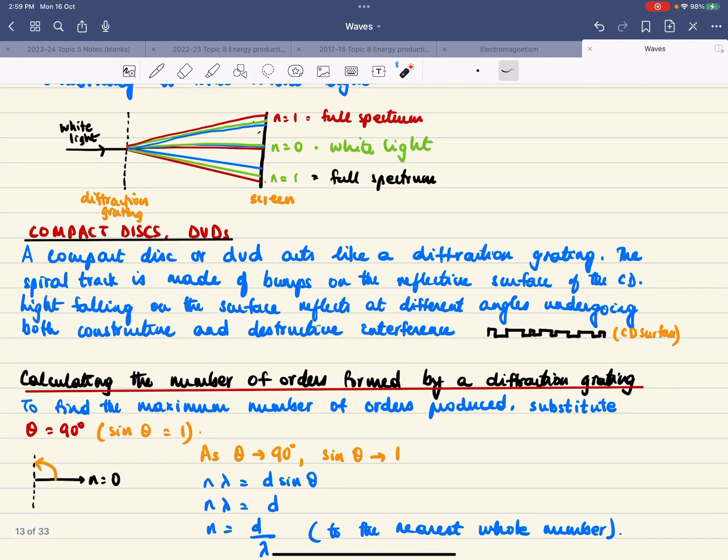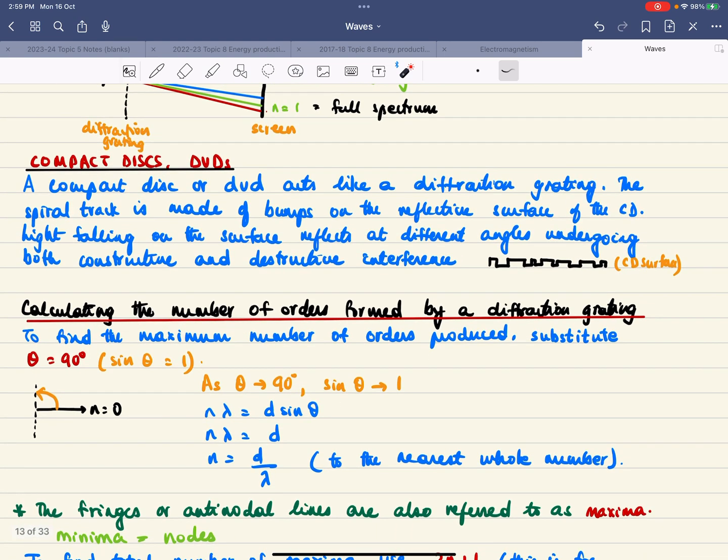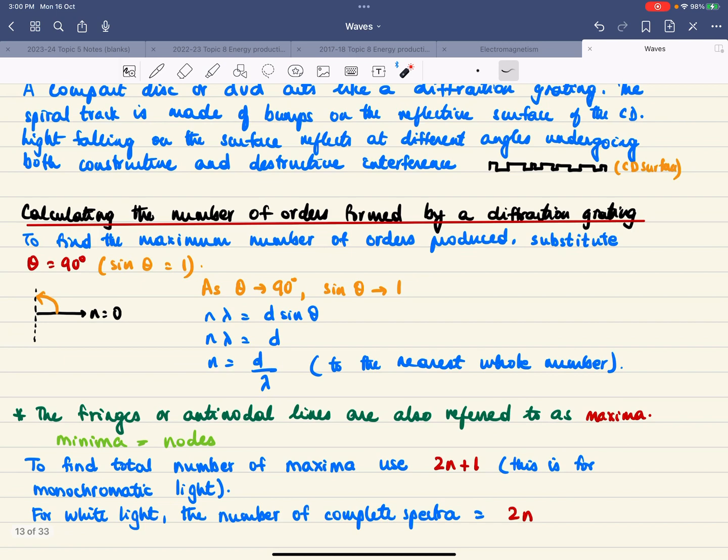Now, how do you calculate the number of orders formed by a diffraction grating? To find the maximum number of orders produced, we need to substitute theta as 90°, assuming it can't go beyond that angle. In other words, as theta approaches 90°, sin theta approaches 1. So in the equation nλ = d sin θ, it becomes nλ = d, because sin 90° is 1. And so in order to find the number of orders, it is d over λ, and you round it down to the nearest whole number.